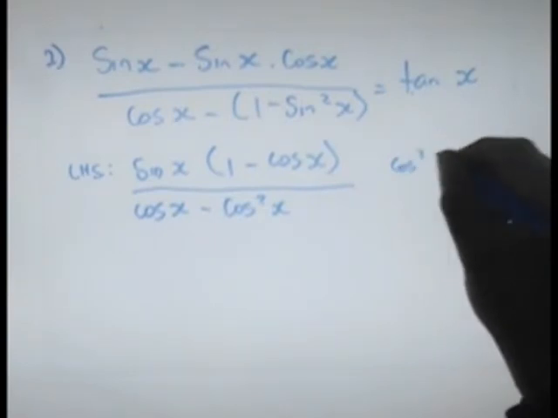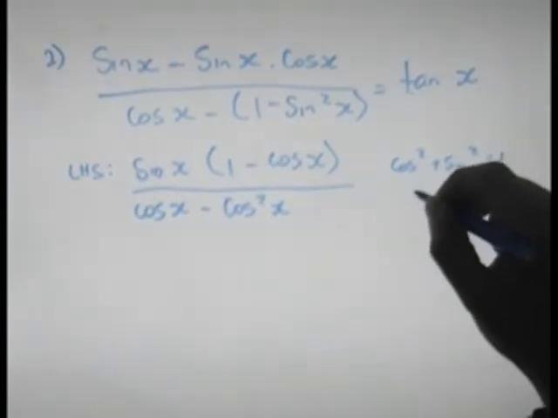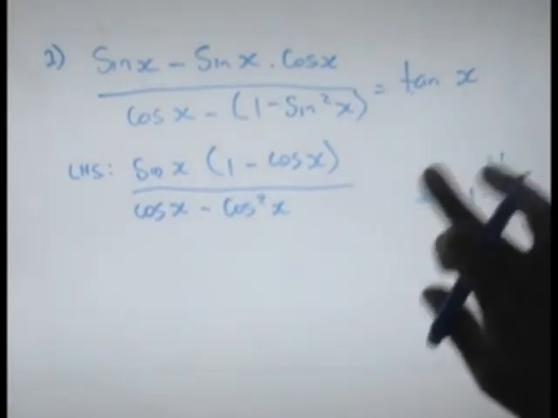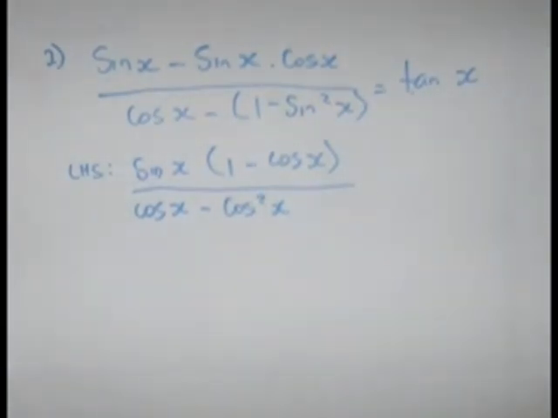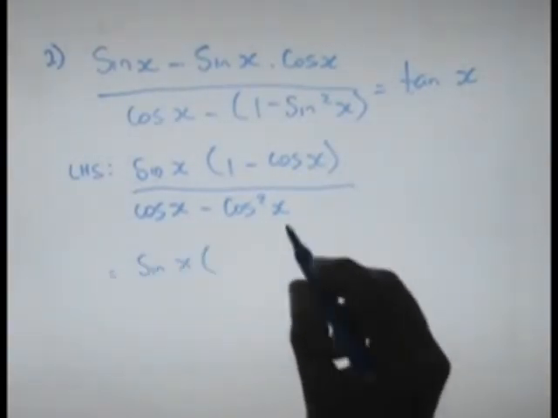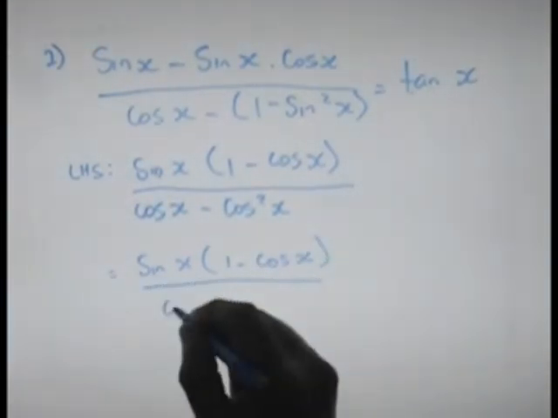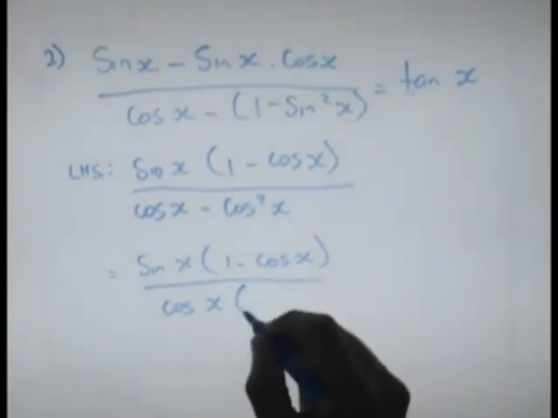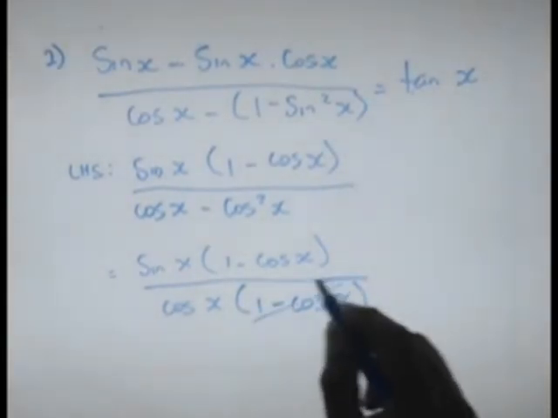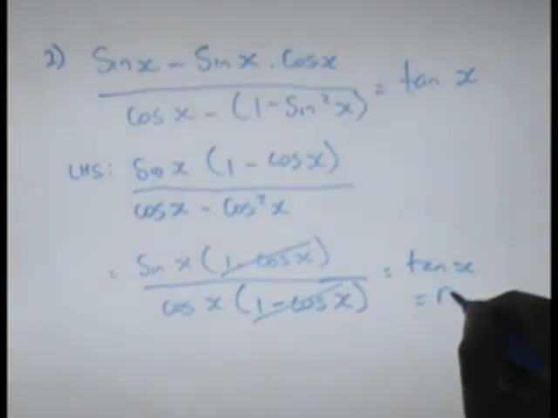Because remember, cos squared plus sine squared is equal to 1. That means that cos squared is equal to 1 minus sine squared, which is what we have happening over there. From the bottom, rather the denominator, I'm going to take out a common factor of cos x to leave me with 1 minus cos x. That and that cancels. Sine x over cos x is equal to tan x, which is equal to the right hand side.